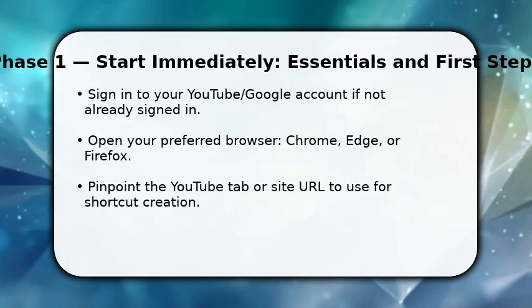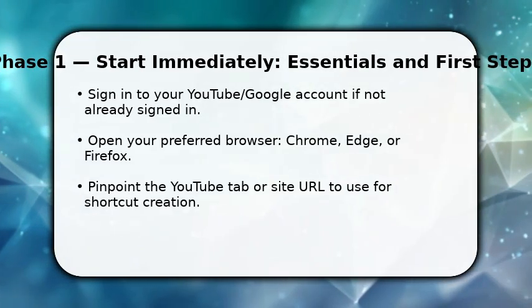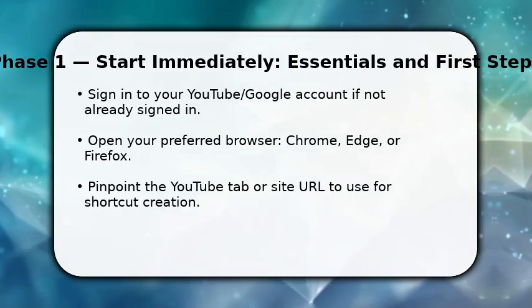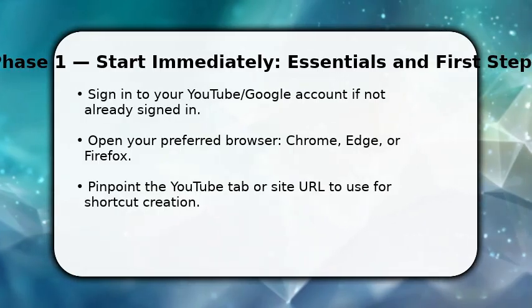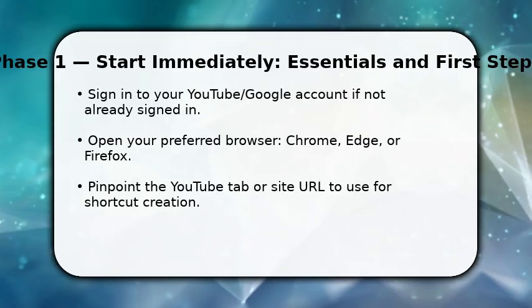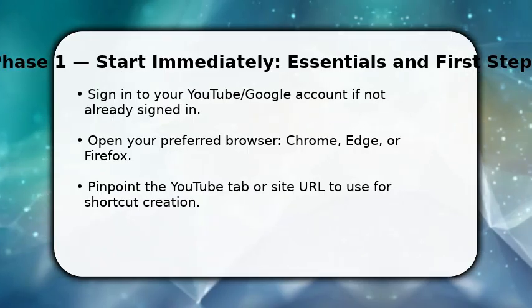Enjoy the video. You start by making sure you're signed into YouTube. This ensures shortcuts reflect your subscriptions and preferences. Open a modern browser. Chrome or Edge is easiest. Then navigate to YouTube and load the page you want on the home screen. Once done, confirm the page has finished loading and that you're viewing the correct channel or home page.